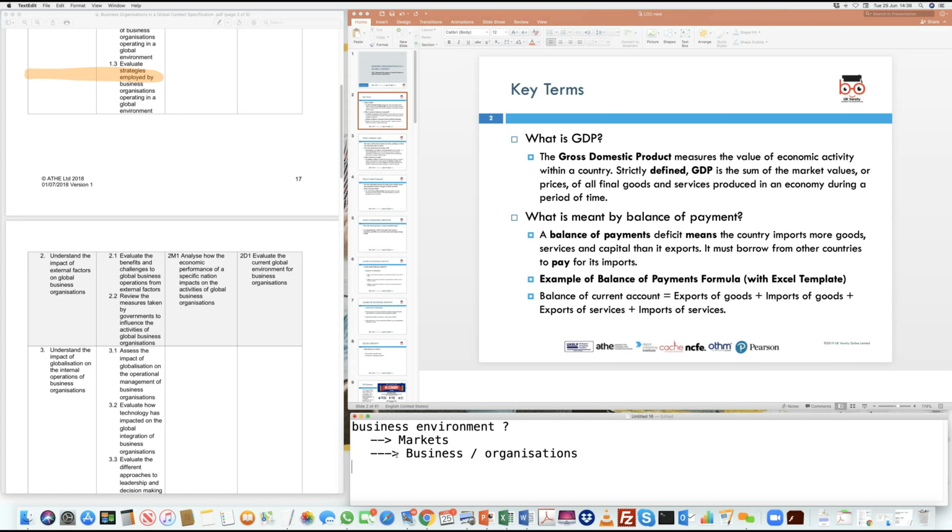External factors we talked about could be dealt with using the PESTLE framework: political, legal, technological, environmental. Bad weather, for example, is environmental. So these factors can affect the business from outside. And they affect not just one business, but a number of businesses, or an area, or a market, or a country.